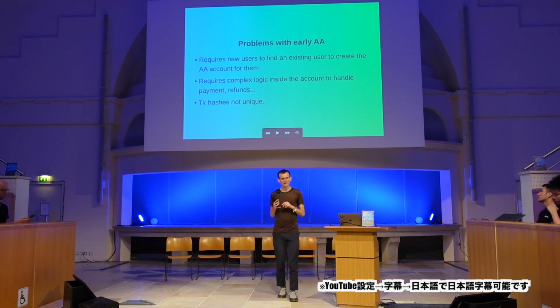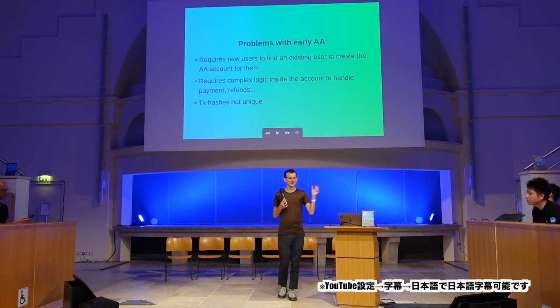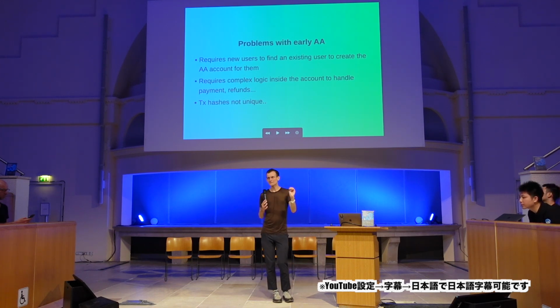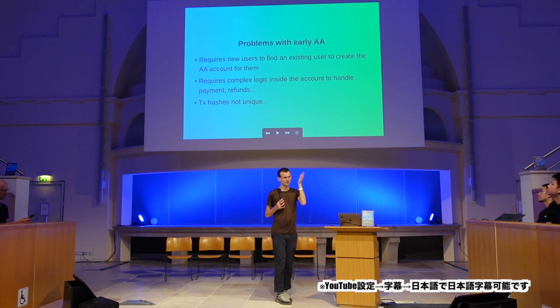It requires complex logic inside the accounts to handle payments and refunds. So the contract itself has to have logic that says, step 1, compute the signature hash by taking the call data, taking out the signature, and hashing it. Step 2, check the signature. Step 3, check the nonce. If the nonce is correct, increment the nonce.